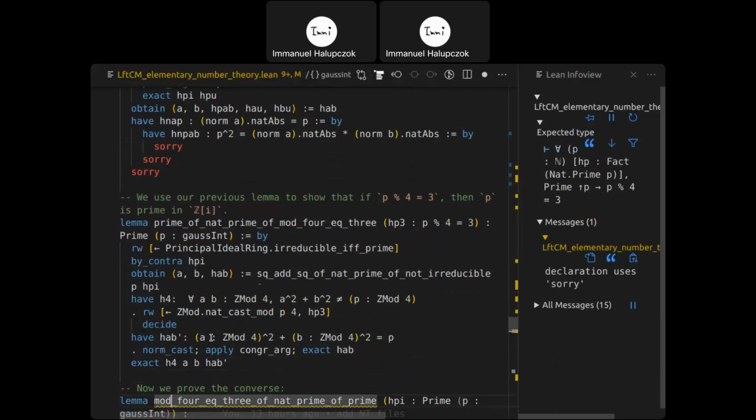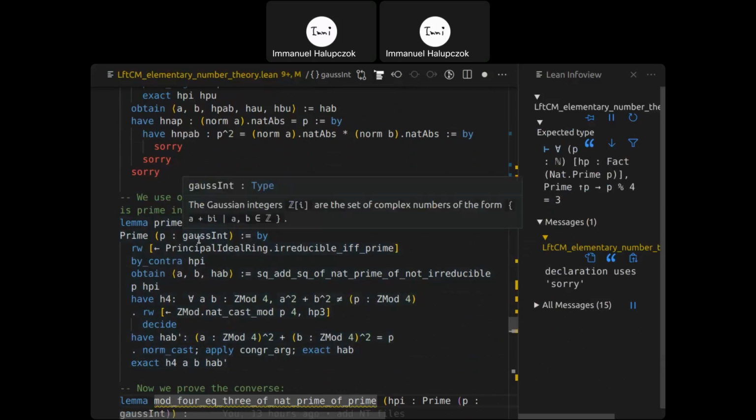And then here we want to prove some kind of converse. So if p is congruent to 3 mod 4, we want to prove that this is a prime element in the Gaussian integers.